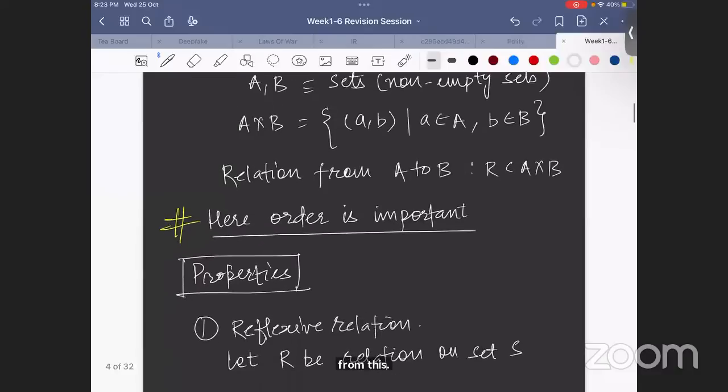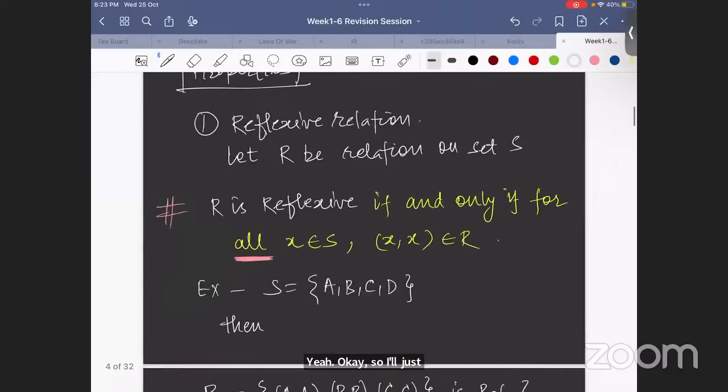So I'll just discuss the properties of the relation. There are 3-4 properties: reflexive, symmetric, transitive, and equivalence, which you are already aware of. If all these 3 hold, it will be an equivalence relation also. So the first important thing is the reflexive relation.